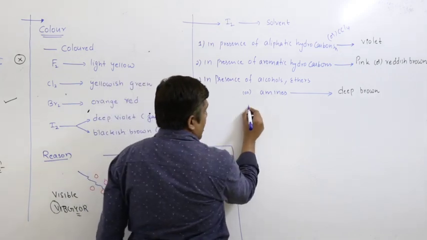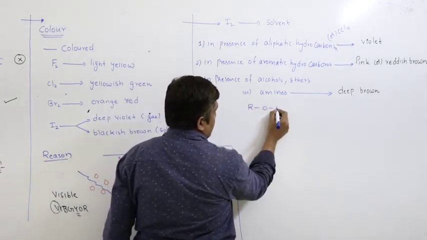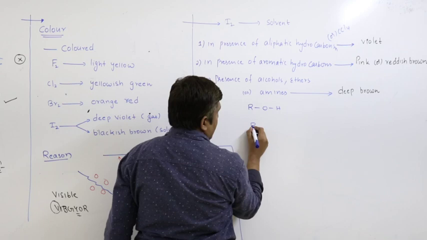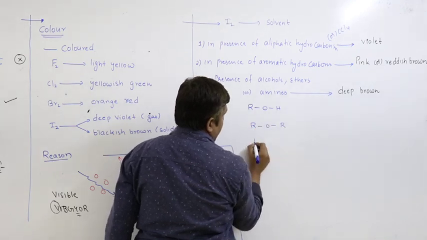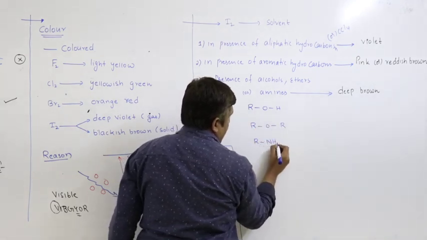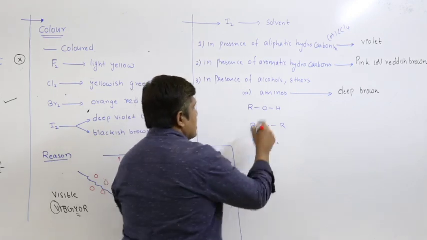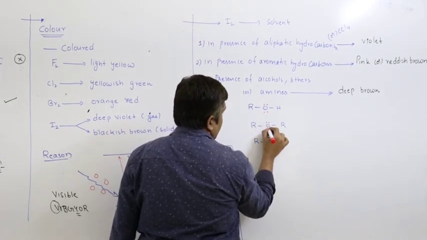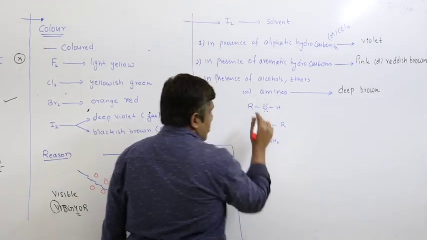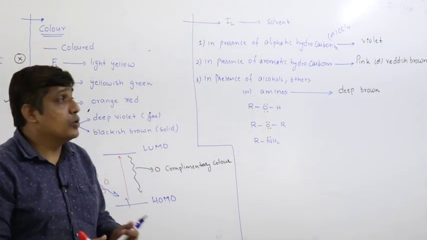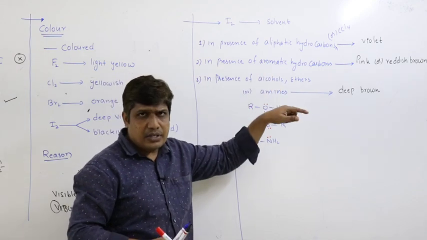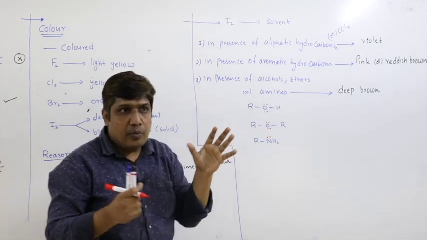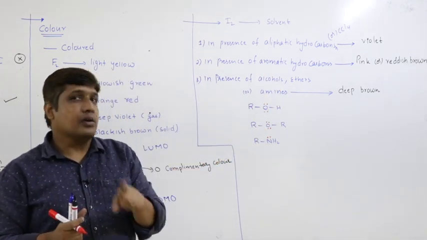lone pairs: alcohol, ether, amines. Oxygen possesses lone pairs. Because of these lone pairs, they are better donors compared to aromatic hydrocarbons. They are better donors. In aromatic hydrocarbons, the pi electrons are involved.